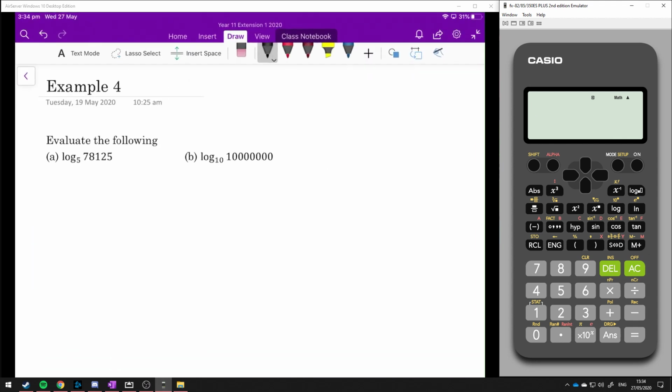We've got part A and part B here, which is evaluate the following. Now I'm going to do part B first because it's already in log 10 form. So part B, which is log of 10 of 1, 2, 3, 4, 5, 6, 7 zeros. I'm just going to put it straight in my calculator, hit equals, there we go, it's 7, because 10 to the power of 7 gives us 10 million.